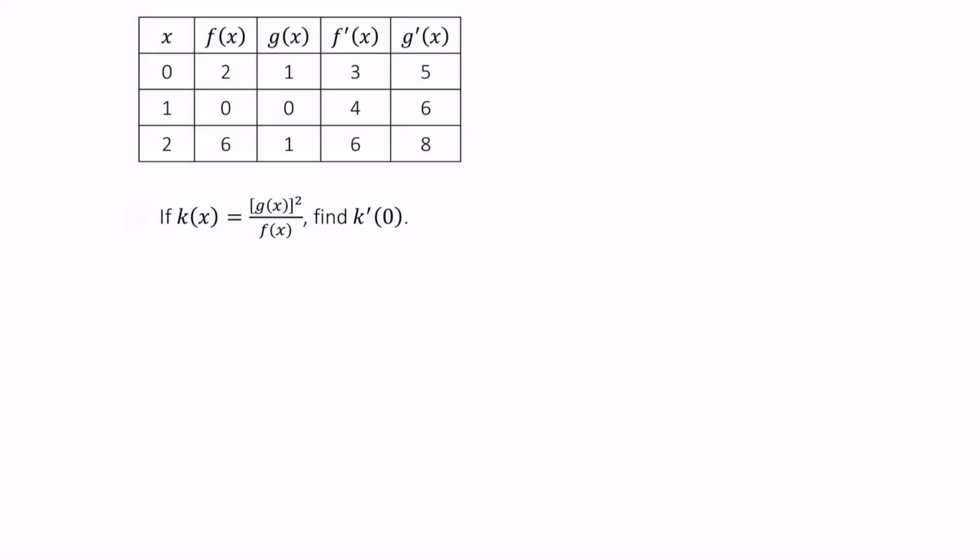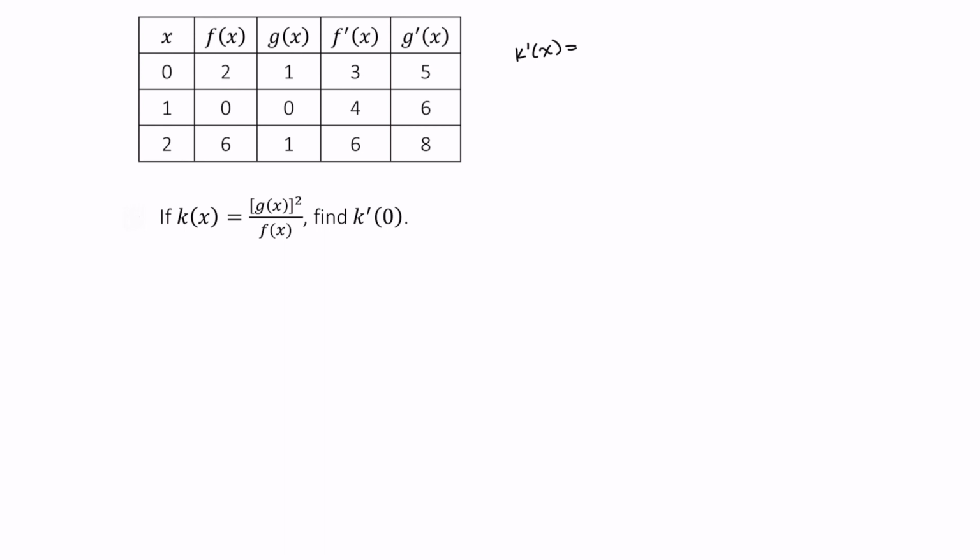Welcome. In this video, we are going to use this table along with all the rules we've learned for evaluating derivatives thus far to find the first derivative of k evaluated at 0, where k is defined as the quotient between this differentiable function g squared and f of x. Okay, so let's start by first finding k prime of x.